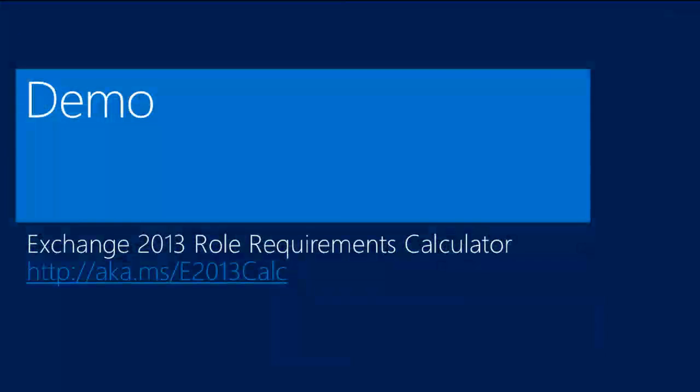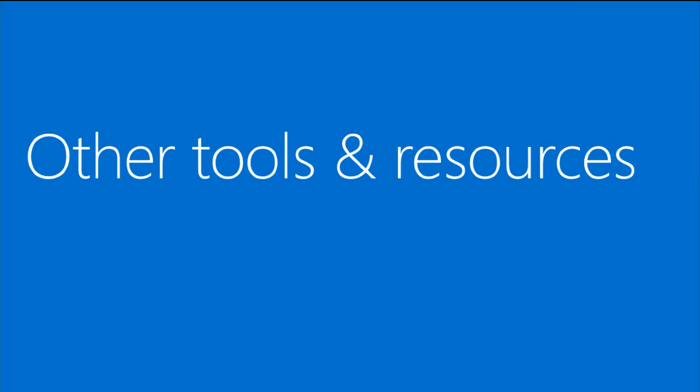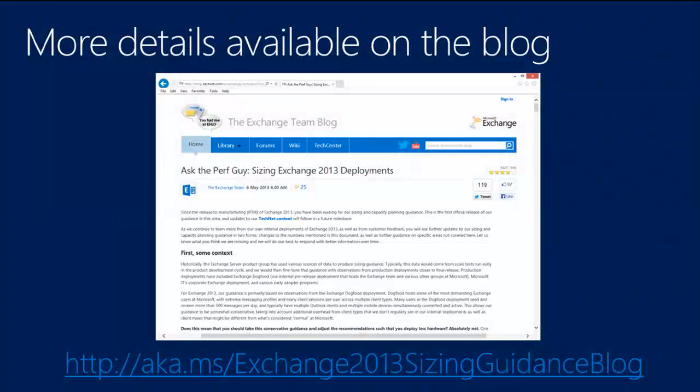So real quick, just to close things out, let's go through the remaining tools and resources that are available for you in the sizing process. The official sizing guidance for 2013 is available on the Exchange team blog currently at that gigantic address down at the bottom. It will be available on TechNet in a future milestone release. But at the moment, this is the official guidance. We'll keep it up to date in this location as things change.